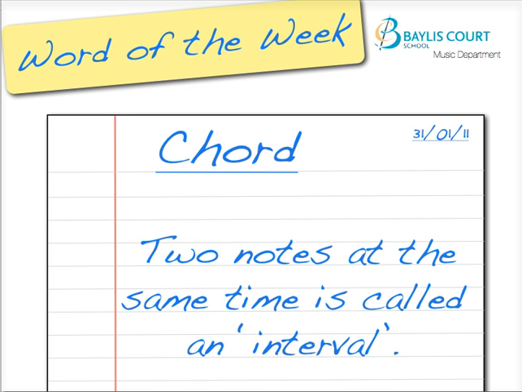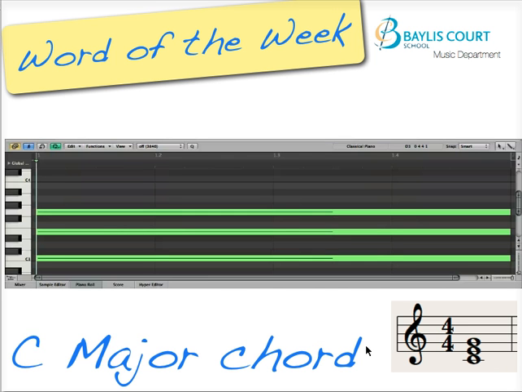So, let's look at a major chord first of all. We've picked C major, and we've seen these before when we looked at tonality. A major chord has the first, the third, and the fifth degree of the scale played at the same time. And because we've picked C major, we've got C, E, and G. So let's have a quick listen to that.